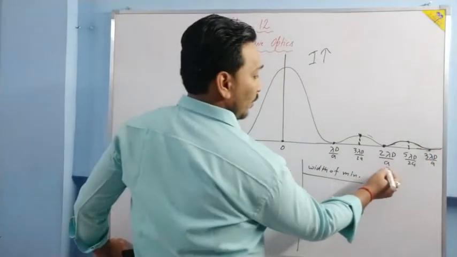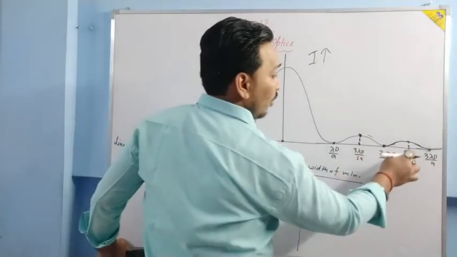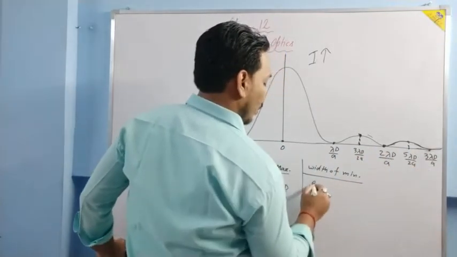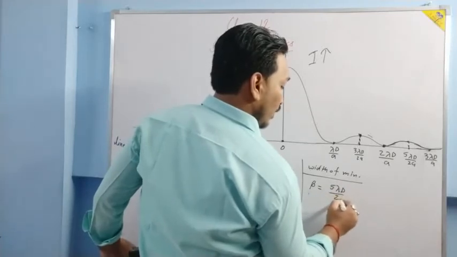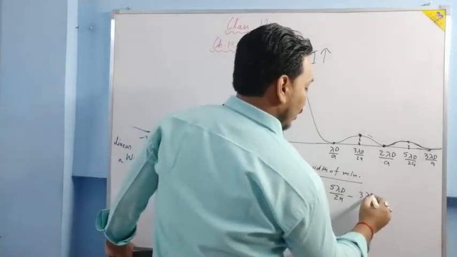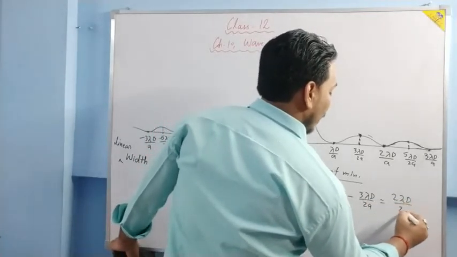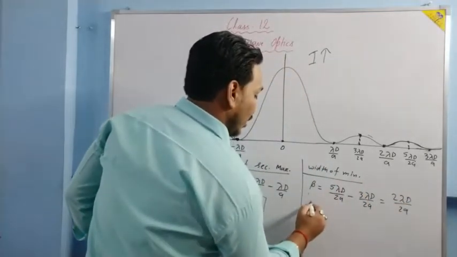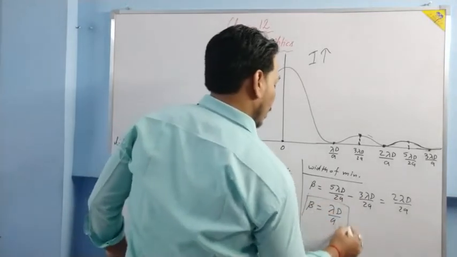So for this minimum, what do we have to do? We have to subtract 3 lambda d by 2a from 5 lambda d by 2a. So the width of minimum will be 5 lambda d by 2a minus 3 lambda d by 2a. We are going to have 2 lambda d by 2a, and 2 and 2 will be cancelled out. Beta will be equal to lambda d by a.